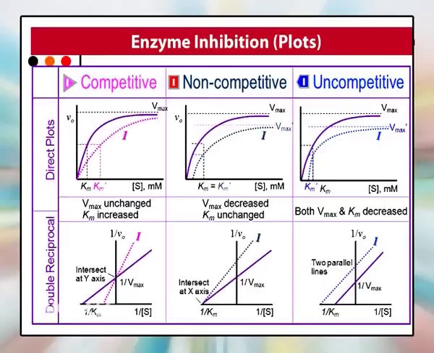Non-competitive inhibition produces plots with the same x-intercept as uninhibited enzyme, that is Km is unaffected, but different slopes and y-intercepts. Uncompetitive inhibition causes different intercepts on both the y and x axes.